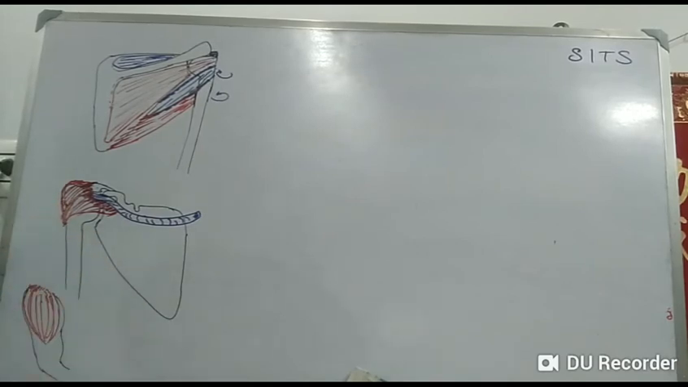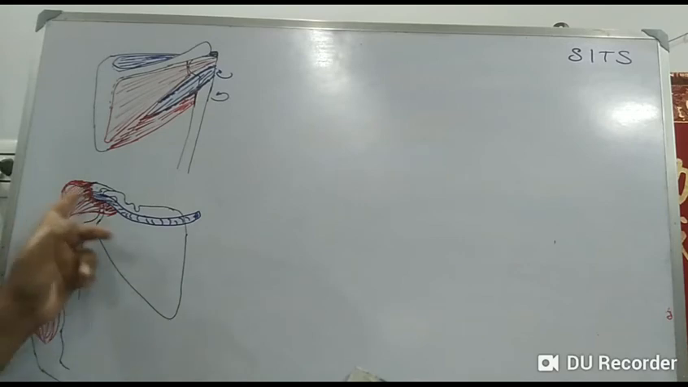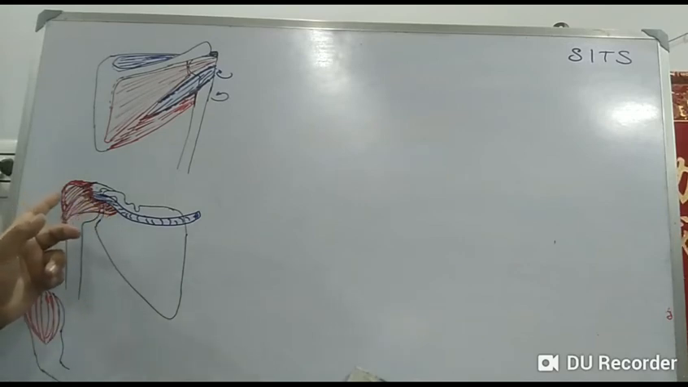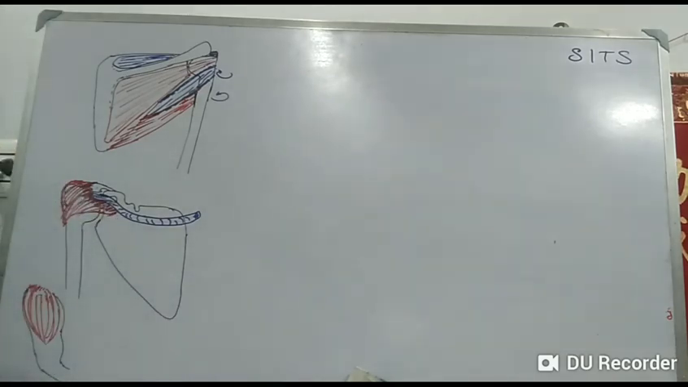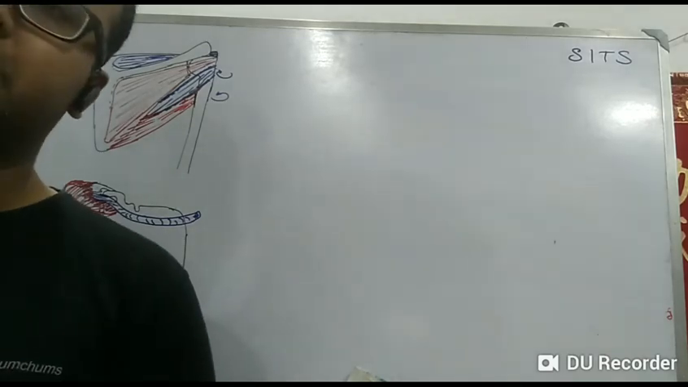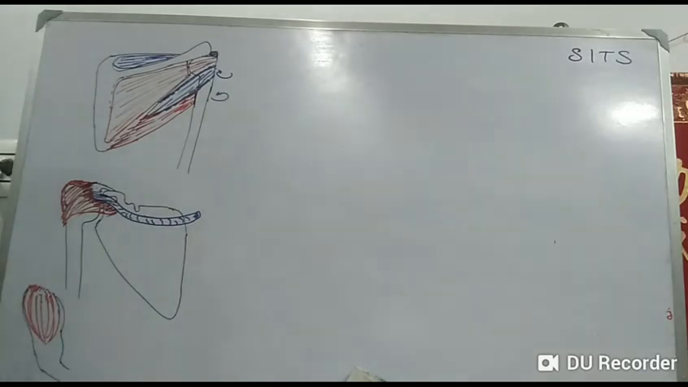So what is its point of attachment? Number one, the lateral third of the clavicle, then the acromion process, and also the spine of scapula. And it attaches over here to the deltoid tuberosity of the humerus. So can you tell me what is the function of this? Okay, very good. Number one is abduction.